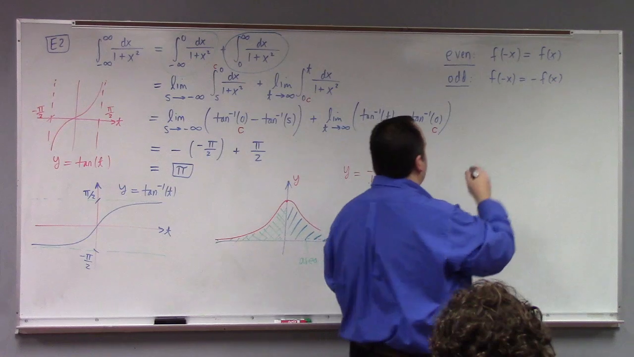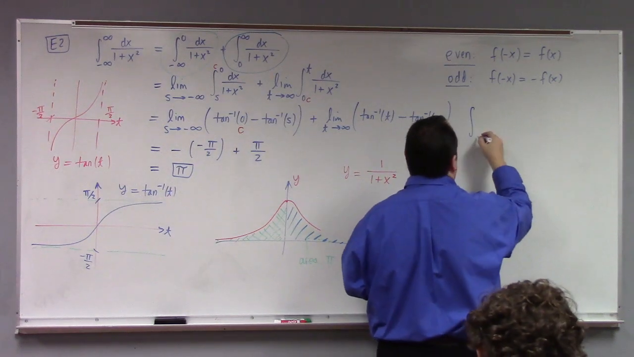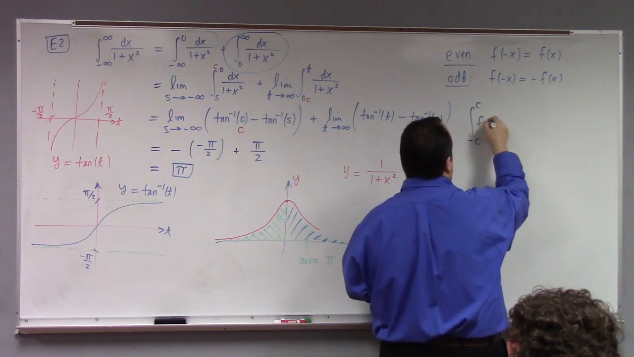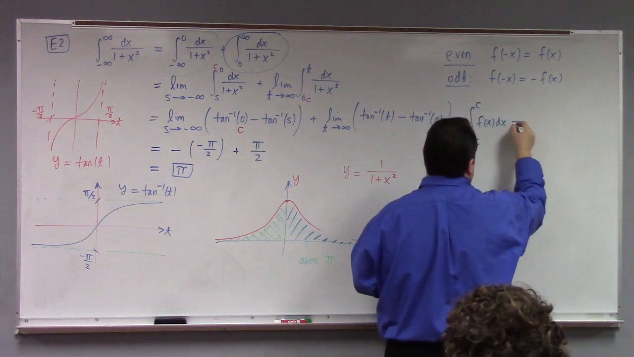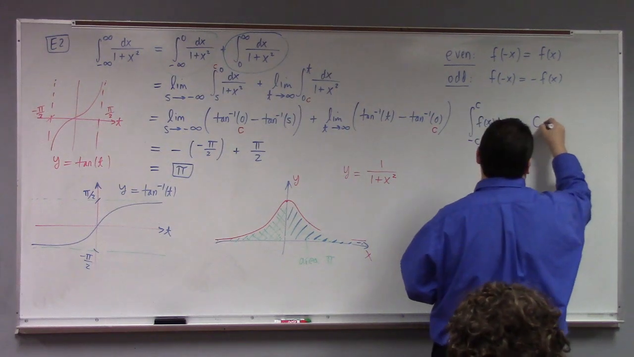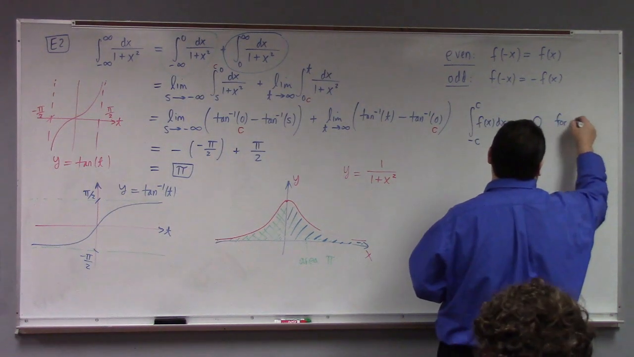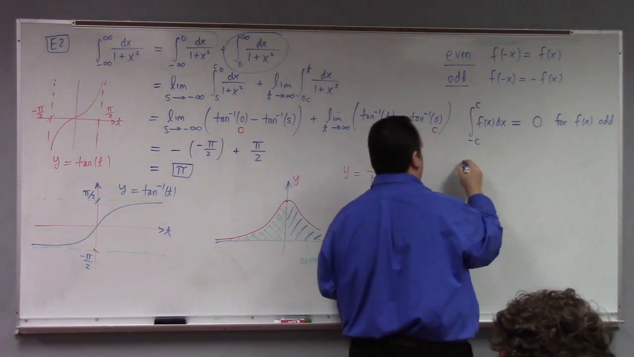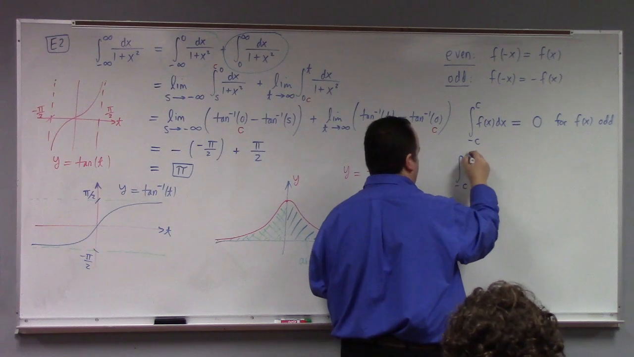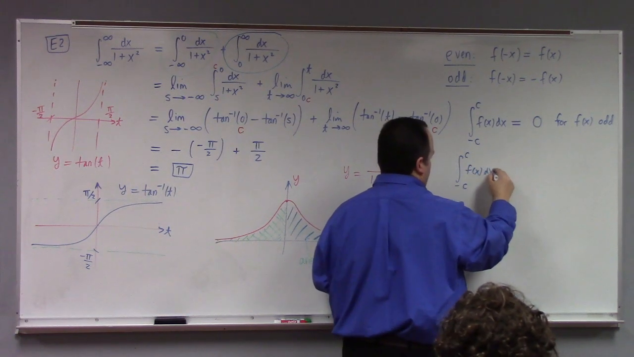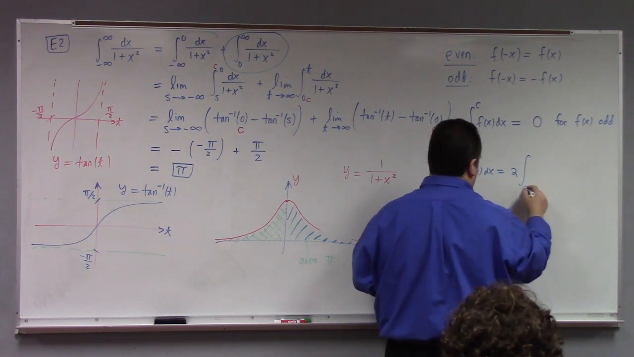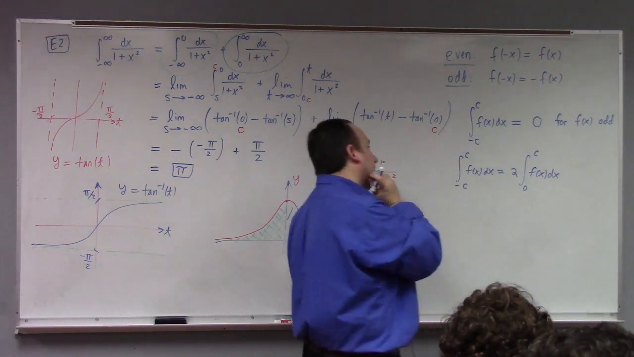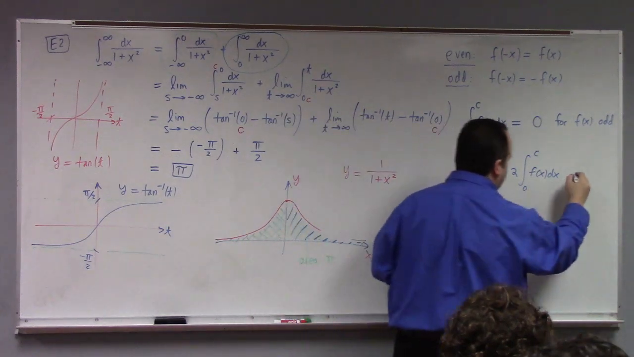No? All right. Here's the deal. The integral from minus c to c of f of x dx is equal to 0 for f of x odd, right? And the integral from minus c to c of f of x dx is equal to 2 times the integral from 0 to c of f of x dx if f is even.